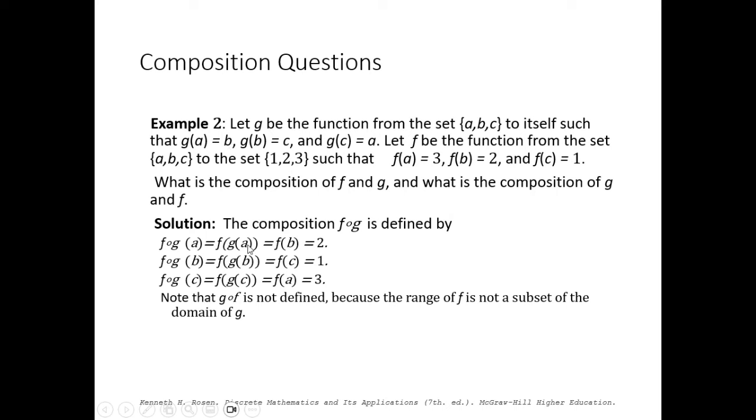f of g of a. So g of a is equal to b, and so f of b is equal to 2. So f of g of a is equal to 2. So a is mapped to 2. f of g of b is equal to f of g of b. g of b from the problem is equal to c, and f of c from the problem is equal to 1. So f of g of b is equal to 1.